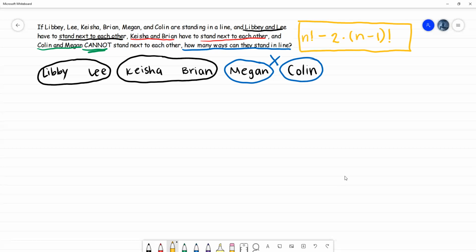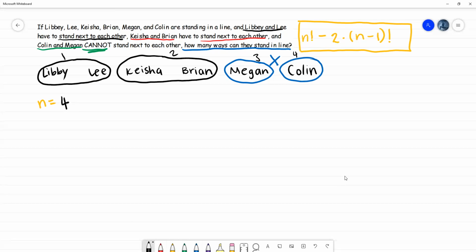So first we need to find out what n is equal to. And n is usually the number of items. So you would assume it would be 6. But because Libby and Lee and Kesha and Brian have to stand next to each other, we can assume that they're each a group. So we have one group here, another group here, and then Megan and Colin are individual. So n is actually 4 in this case.